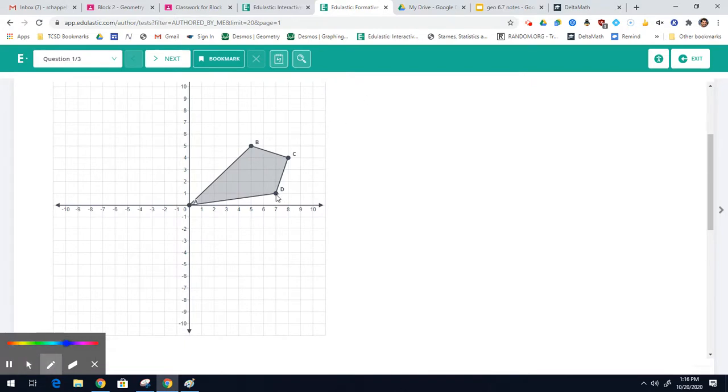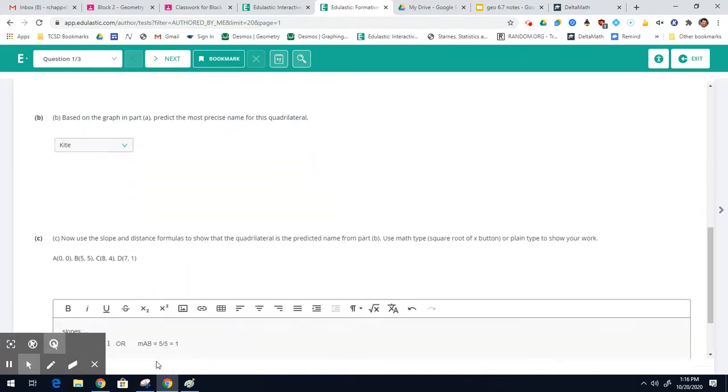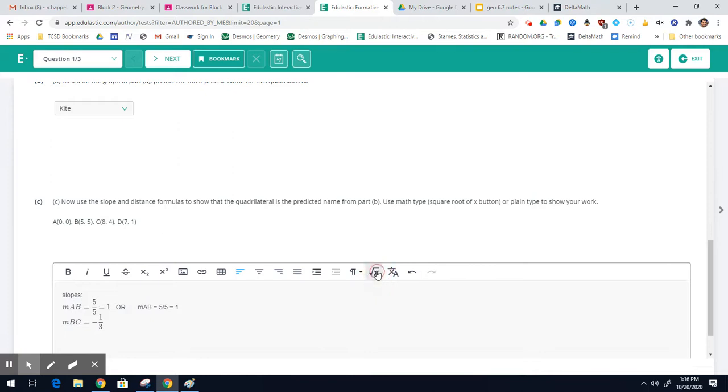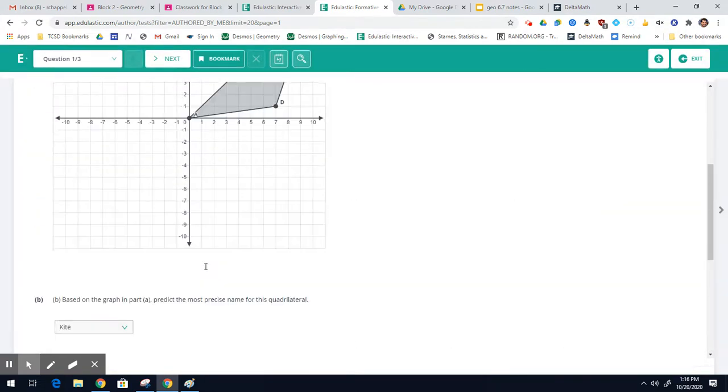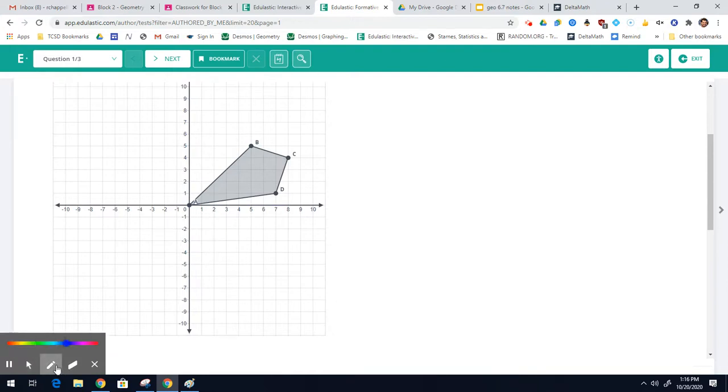To get from C to D, again, I'm going to count from D to C because I want to go to the right. That is up 3 and right 1. So that's positive 3 over 1. So we're going to go back into math type here. Slope of CD equals 3 divided by 1, which is just 3. And then last but not least, we'll do A to D. I'm going to go from A to D, up 1 and then right 1, 2, 3, 4, 5, 6, 7, to the right 7. So that's 1/7.